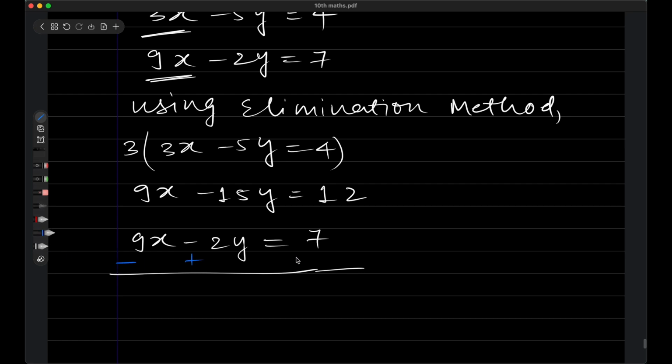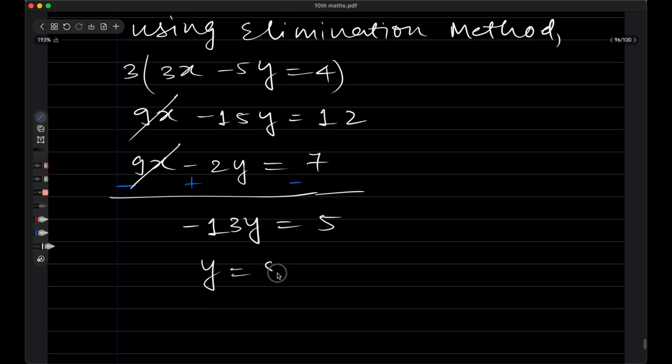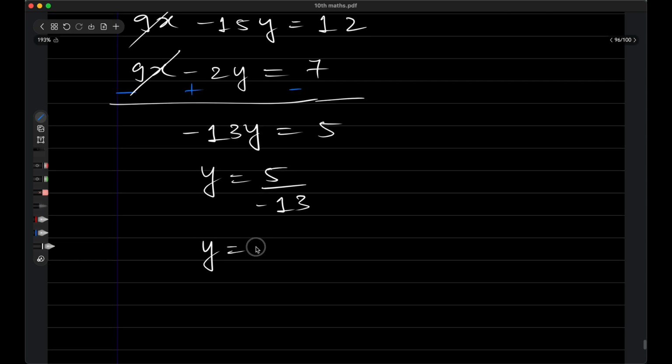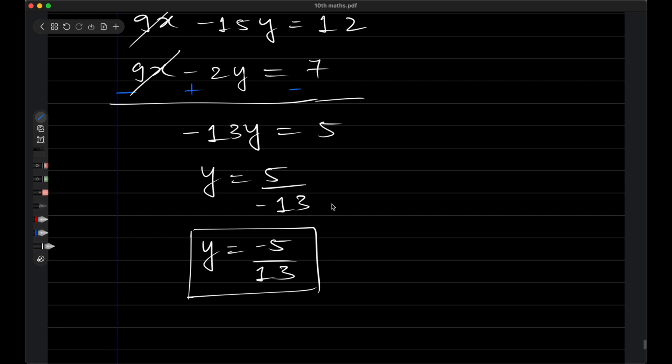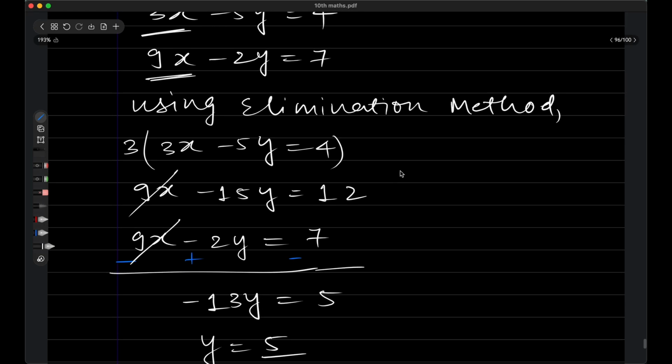You will get 9x cancelled, 15 plus 2, that is minus 13y equals 12 minus 7 is 5. So y equals 5 divided by minus 13, or we can write y equals minus 5 by 13. You got the value of y. Now put the value of y in the other equation.